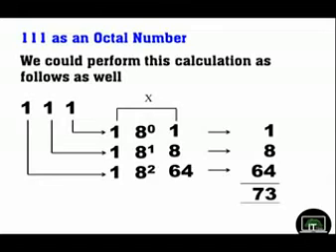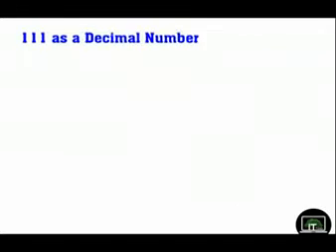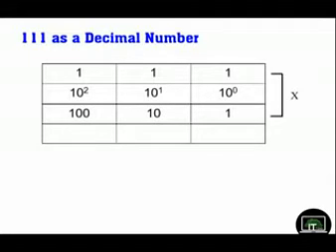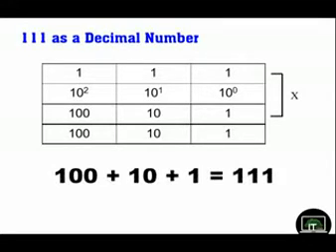That will come to 73. Now if you write this as a decimal number, you know the way: 10 to the power 0, 10 to the power 1, 10 to the power 2, that is 1, 10, 100. Then multiply together, that is 1, 10, 100. Then you add together 100 plus 10 plus 1, which is 101.